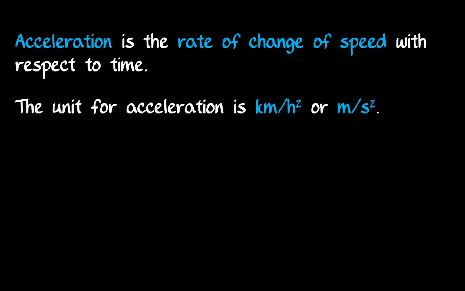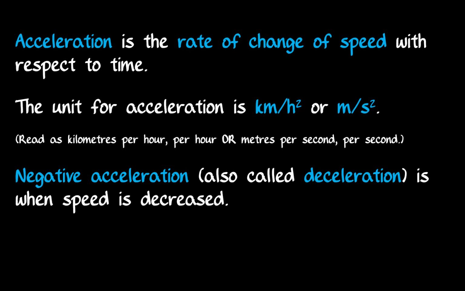Now the unit for acceleration is kilometers per hour per second or meters per second per second. These are the most commonly used. Negative acceleration, also known as deceleration, is when the speed decreases, and it has the same units.